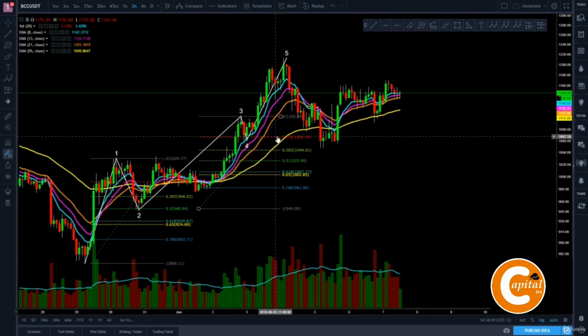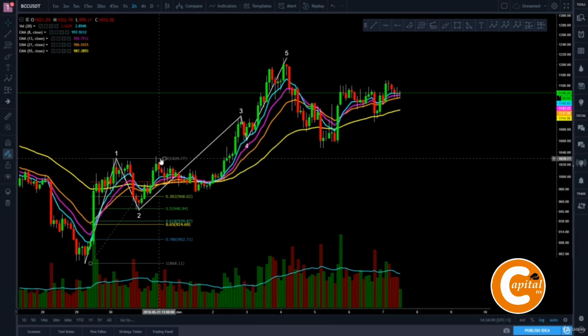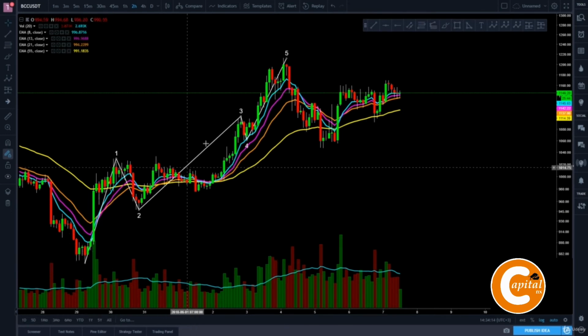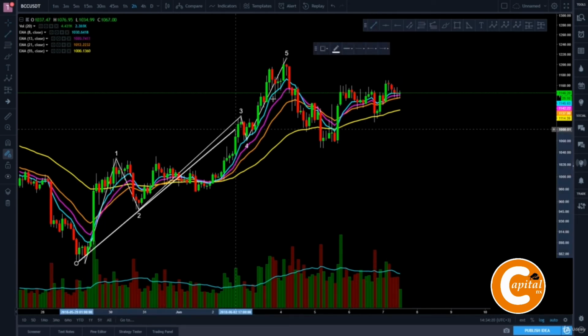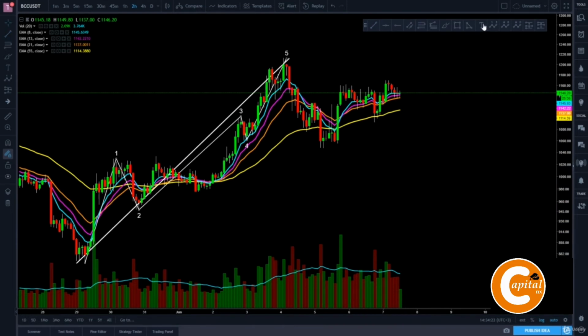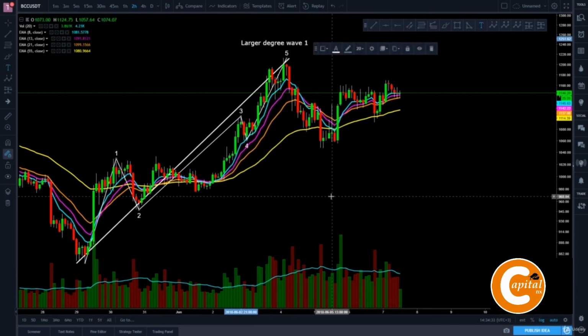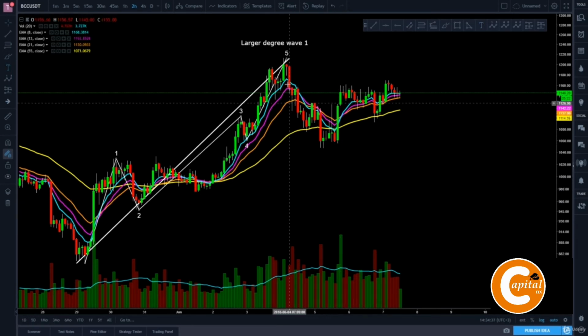And because of that, after all 5 waves are completed, let me delete this for now. So after all 5 waves are completed, this whole structure right here is only the first wave, and I will mark it like this with a trend line. And I am going to annotate here that this is the larger degree wave 1. And now what will happen next is the retracement of this larger degree first wave, and this retracement will create the larger degree wave 2.